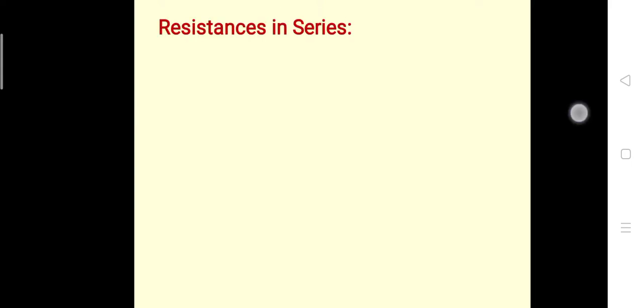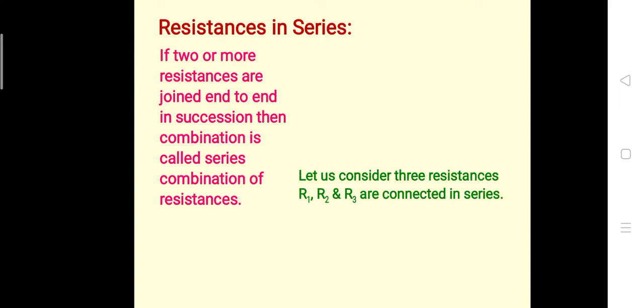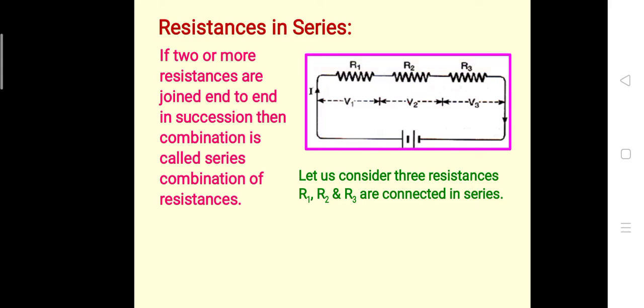Resistances in series. If two or more resistances are joined end to end in succession, then the combination is called series combination of resistances. Let us consider three resistances R1, R2 and R3 connected in series as shown in the figure. See this figure? There are three resistances R1, R2 and R3 which are connected in series with a source of voltage V.